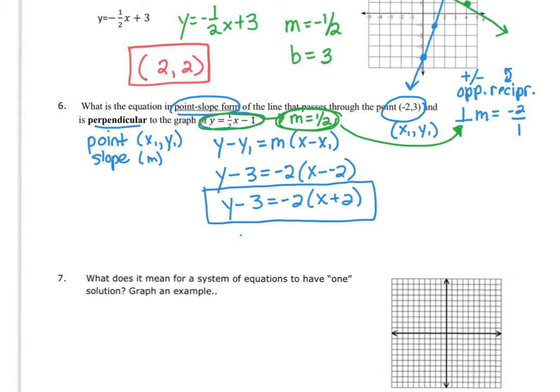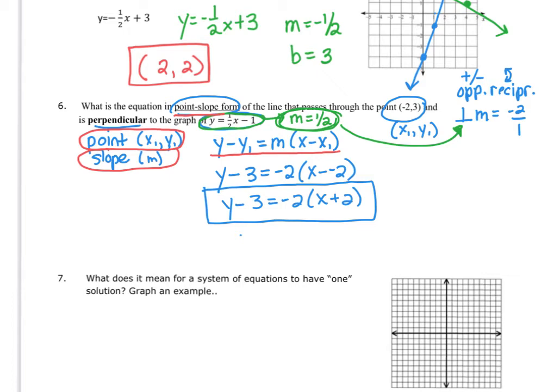Okay, so backing up again, take a look at this. Point slope form. This is my point slope form. This is what's given to you on your formula sheet. The y1 and x1 just represent the point that they give you. And then the m is the slope. Okay, that is point slope form.